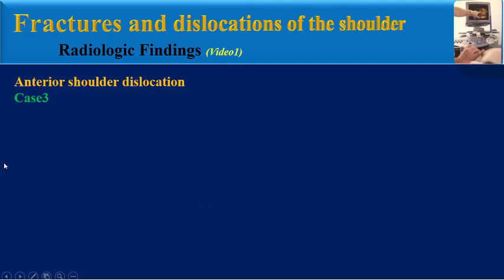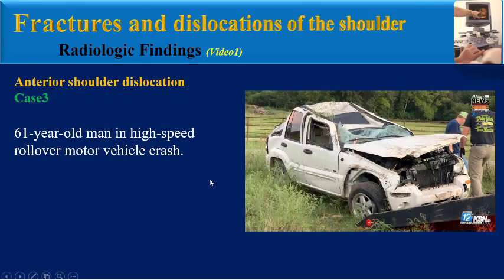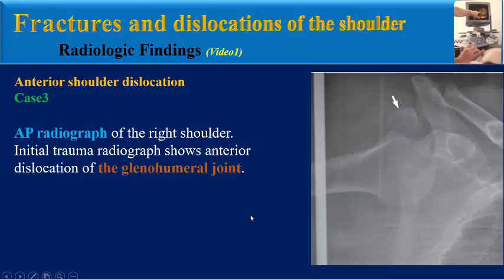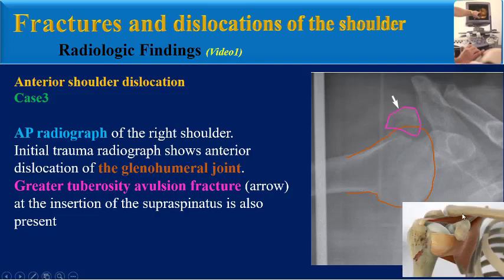Now, case 3, a 60-year-old man in a high-speed rollover motor vehicle crash. Initial trauma radiograph shows anterior dislocation of the glenohumeral joint. Greater tuberosity avulsion fracture at the insertion of the supraspinatus tendon is also present.